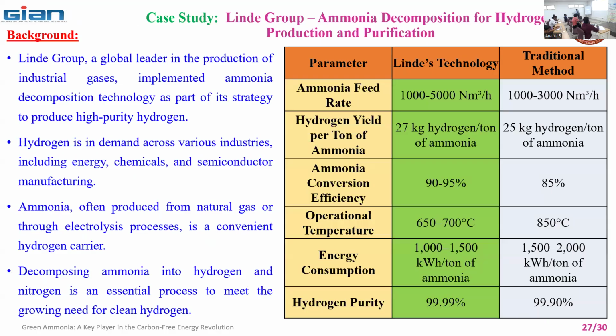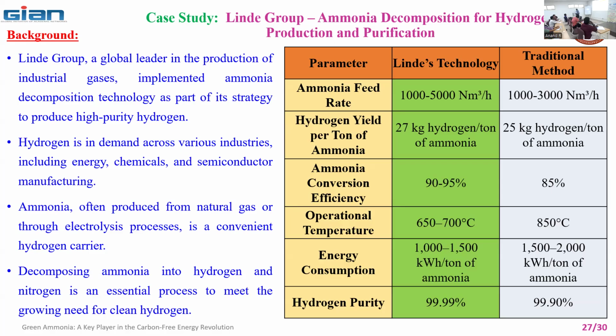For the case study, Linde is a leading company dealing with ammonia. That is the company that actually invented the refrigerant, you can say ammonia. This group works largely on low temperature applications, Linde. Here they use the Linde technology versus the traditional method, coming with ammonia as a feed material. You can see here, with Linde technology they have come up with a system of 1000 to 5000 normal cubic meters per hour, while the traditional method is 1000 to 3000.